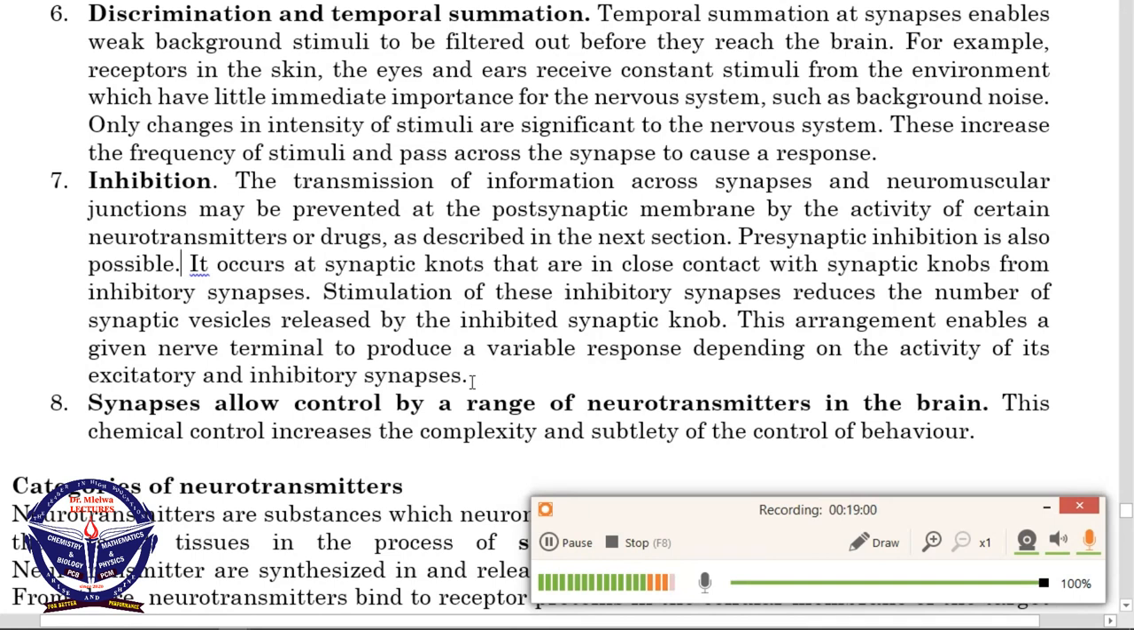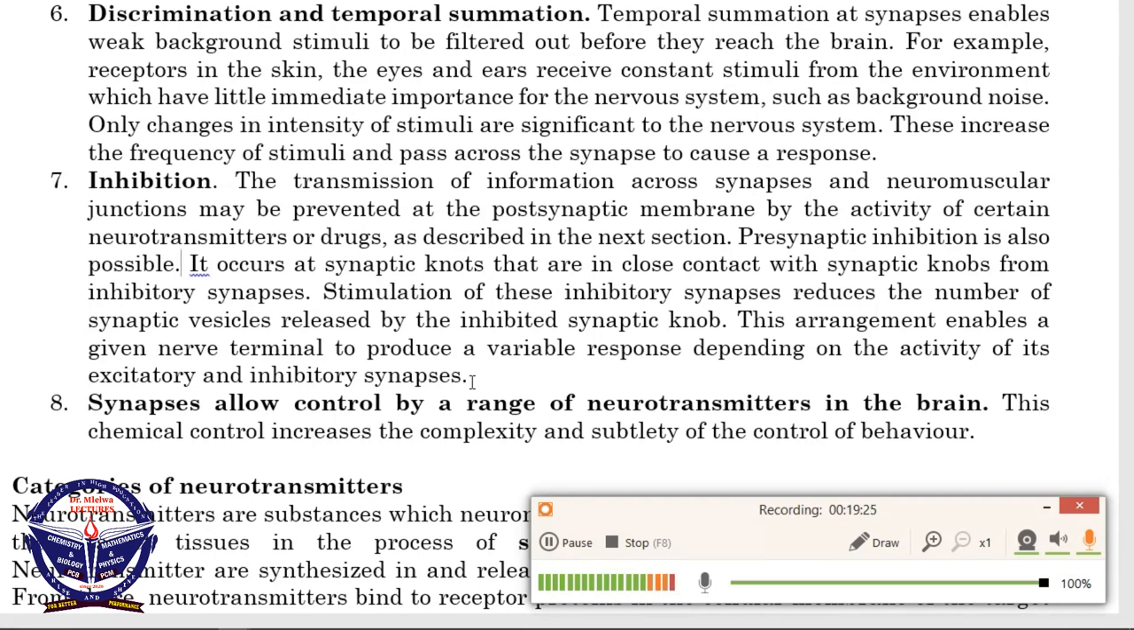inhibition can be presynaptic or postsynaptic, but for your level, what you need is just to understand that; the detailed mechanism and how they take place is actually not so important for you to know. The last point is that synapses allow control for a range of neurotransmitters in the brain. This chemical control increases the complexity and subtleties of the control of behavior.